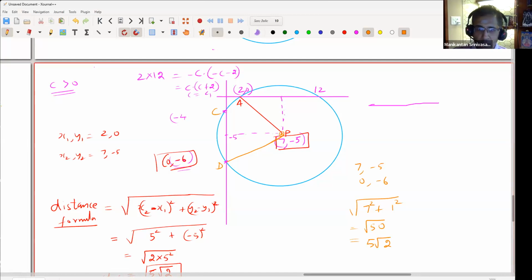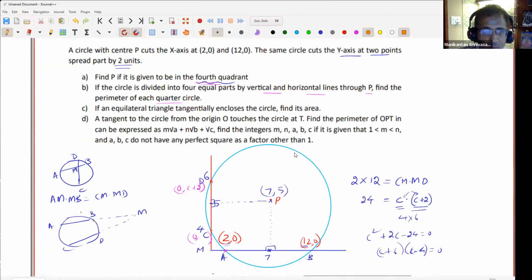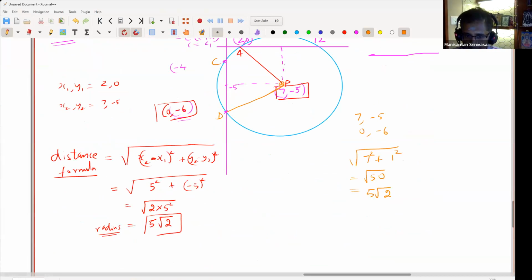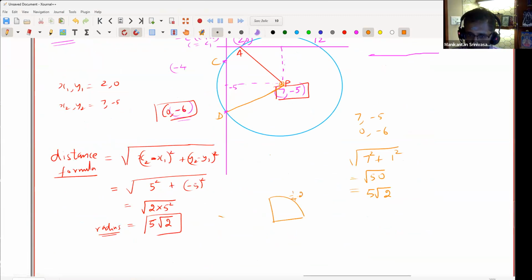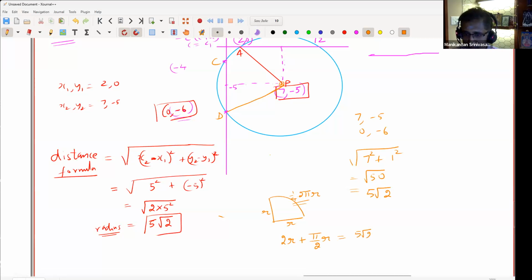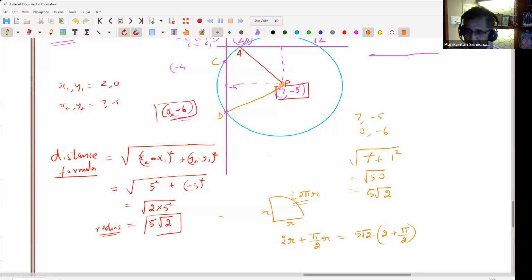Okay. So now we found the radius. Now, what is the question? What is the perimeter of each of the quarter circles? For each quarter circle, the perimeter is not just 1/4 of the 2 pi r. That's one portion. You also have to add the radius here and the radius here. So the perimeter is 2r plus 1/4 of 2 pi r, which is pi by 2 times r. In this case, r is 5 root 2. I can take r outside: 5 root 2 times 2 plus pi by 2. That becomes the perimeter of each of the quarter circles.